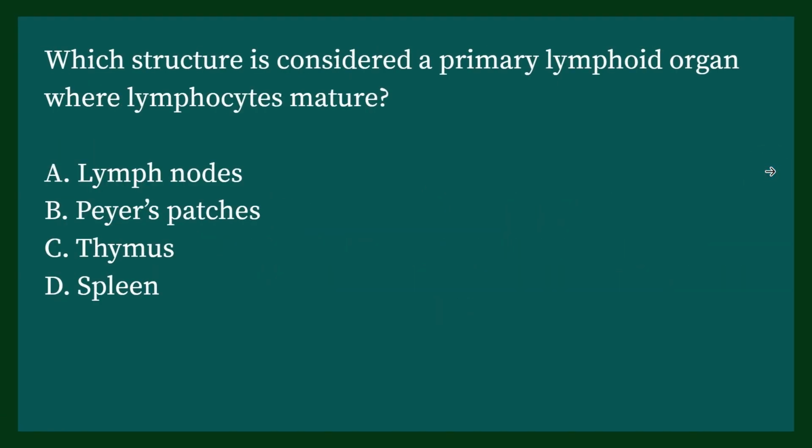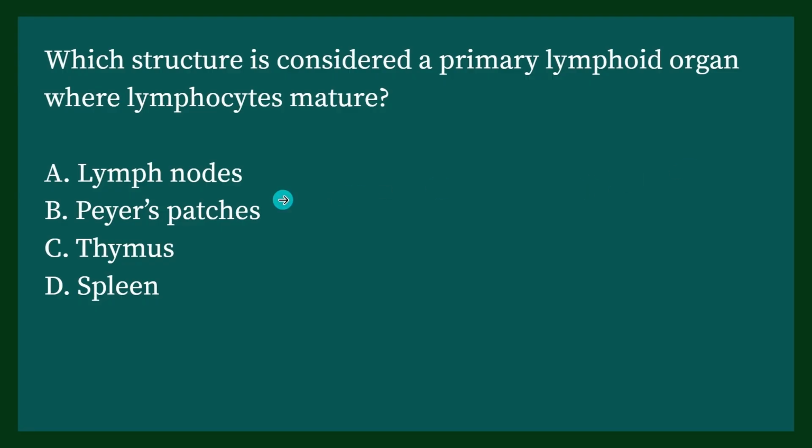All right, next question. Which structure is considered a primary lymphoid organ where lymphocytes mature? So remember, we were talking about primary lymphoid organs and the specific lymphocytes that are created in those things. We started with the red bone marrow, developing specific white blood cells, and how some of them will go off and do their own thing, that would be B cells. But then T cells need to mature in a specific organ.